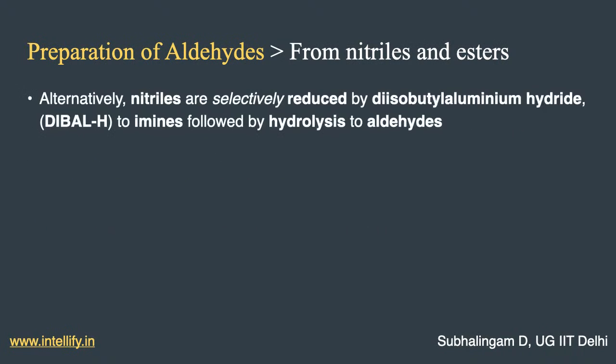Alternatively, nitriles are selectively reduced by diisobutyl aluminum hydride, that is DIBAL-H, to imines followed by hydrolysis to give aldehydes. Similarly I can take RCN, subject it to DIBAL-H, then hydrolyze it to get RCHO. The intermediate is again an imine, that is when I subject RCN to DIBAL-H I get an imine, and when I subject that to hydrolysis I get RCHO.